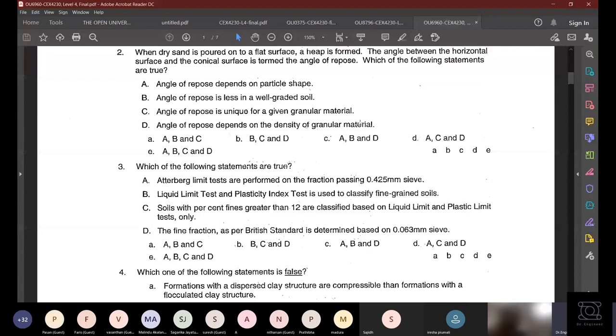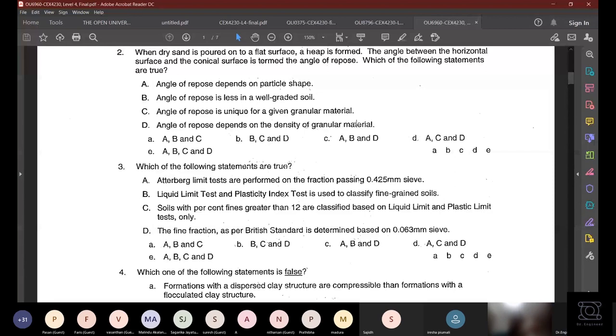You can take a small container and pack it well and turn it upside down, and if you take it out, the cone formation will be different, and pouring it randomly would be different, right? So you can't say for a given material the angle of repose would be unique, right? It would be different according to the packing, right? So angle of repose depends on the density of the granular material. That is true. So A, B, and D are true.